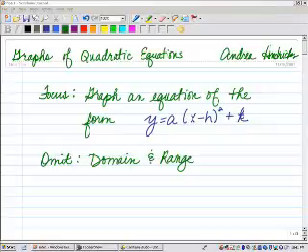Also, you do not need to worry about the concepts of domain and range. You will get into those in college algebra and math modeling.